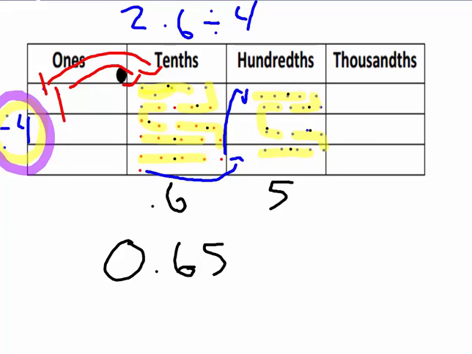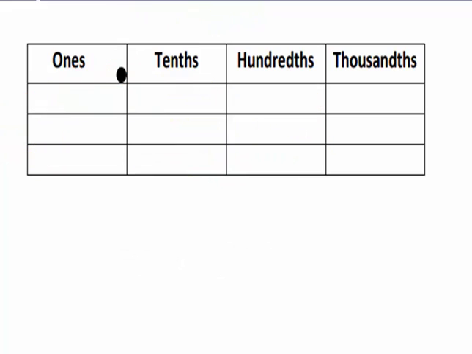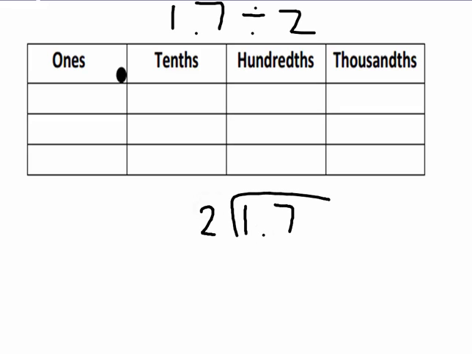Now I'm going to show you our shortcut method, and I want you to see how it works and why it does. I'm going to use the exact same problems I did before. So that's 1.7 divided by 2. And I have a decimal on the inside, no decimals on the outside. That decimal comes straight up. And I'm ready to begin.